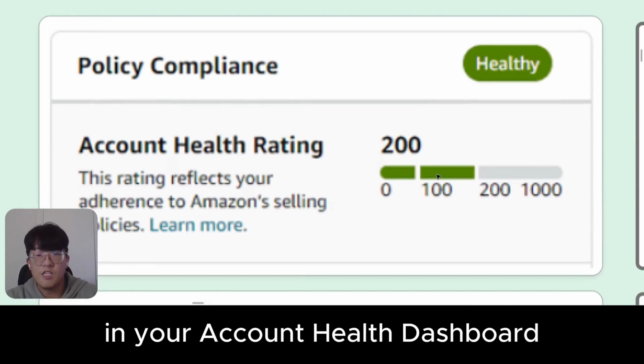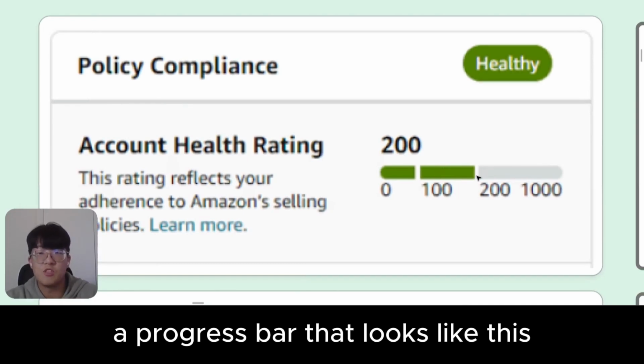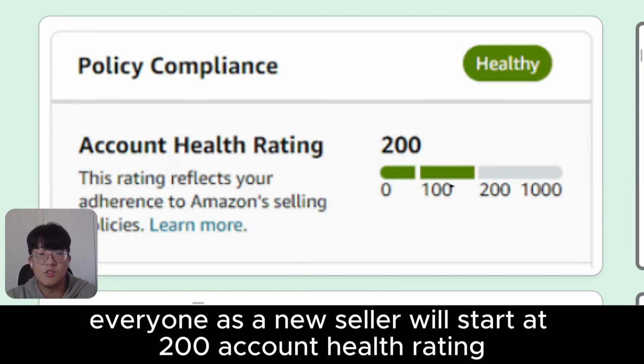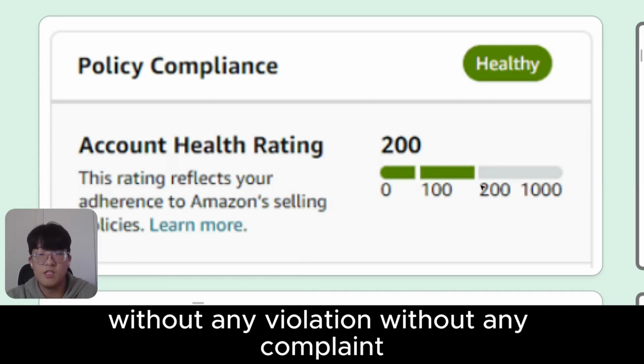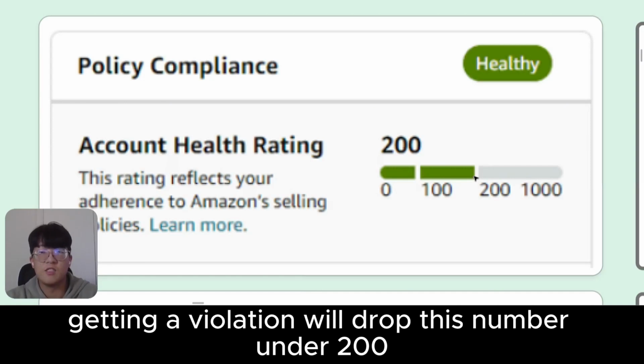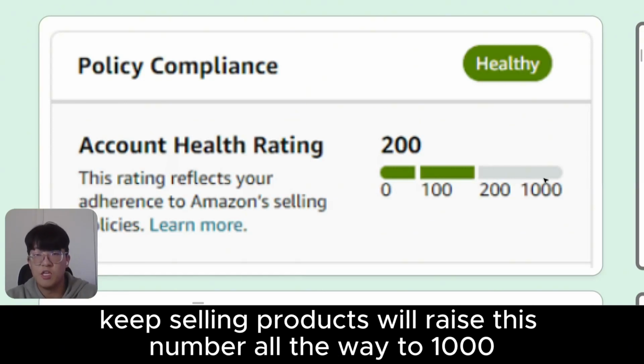In your account health dashboard, you have a metric, a progress bar that looks like this. Everyone as a new seller will start with a 200 account health rating. This is the baseline of your account health, without any violation, without any complaint. Getting a violation will drop this number under 200. Continuing to sell products will raise this number all the way to 1000.